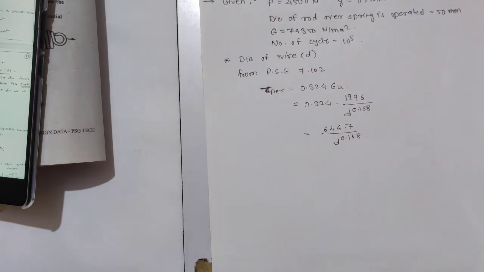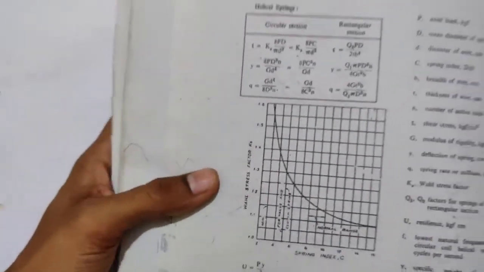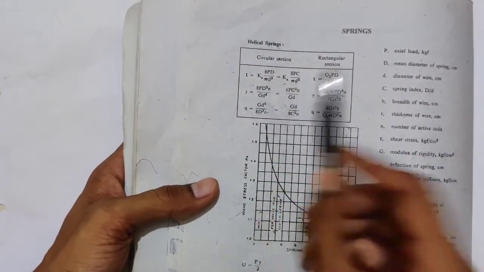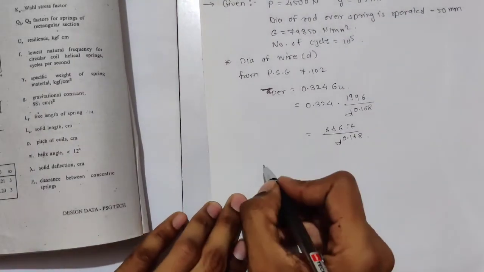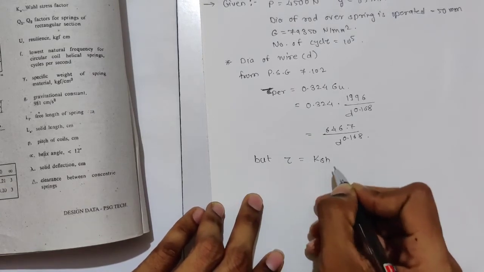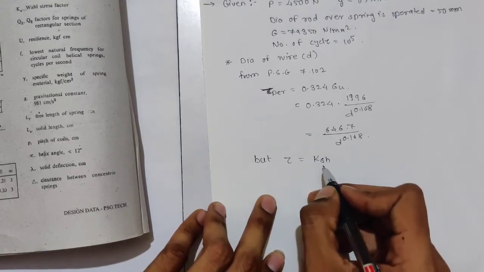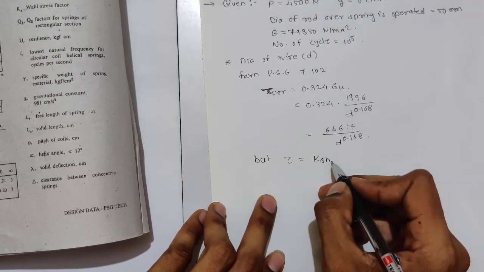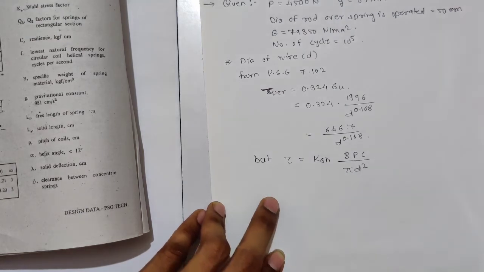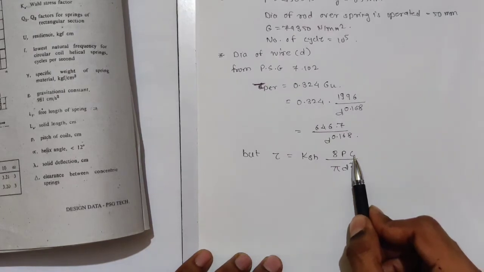Alright, now we are using static approach. Again we are having static approach, and we know the formula from PSG 7.101. So for static approach you can use this formula: tau is equal to ksh, we don't have to use ks because it is static approach, so we should go for shear stress factor, 8PC divided by pi d square. Now value of c is not given, so you have to assume it between 4 to 12.